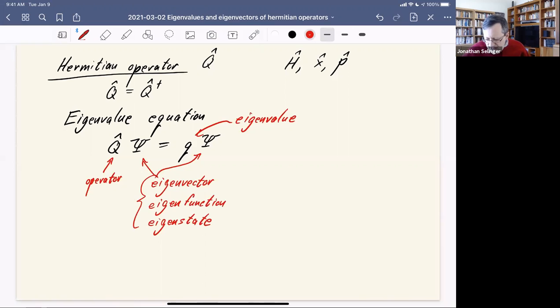And so in quantum mechanics, we stick the prefix eigen on just about anything that is related to this eigenvalue equation. Okay? And so if we think of psi as a vector in Hilbert space, we call it an eigenvector. If we think of it as a function of x and time, we call this an eigenfunction. If we think of it as a possible quantum state of the system, we call it an eigenstate. Those are synonyms.